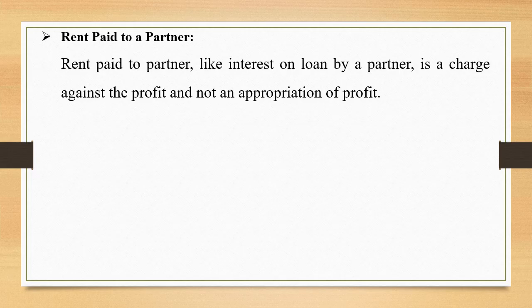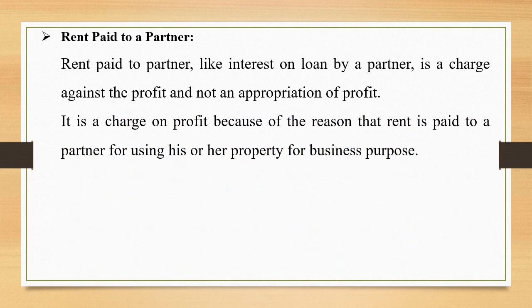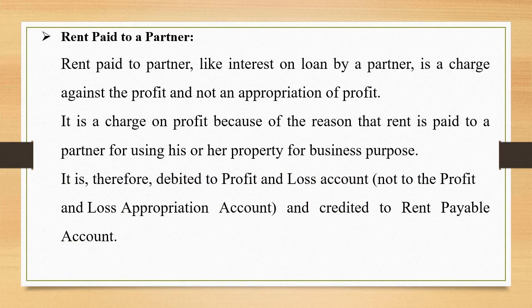Rent paid to a partner, like interest on loan by a partner, is a charge against the profit and not an appropriation of profit. It is a charge on profit because rent is paid to a partner for using his or her property for business purposes. It is therefore debited to profit and loss account, not to profit and loss appropriation account, and credited to rent payable account. The way we have passed entries for interest on loan, similarly we are supposed to pass entries for rent payable to partner.